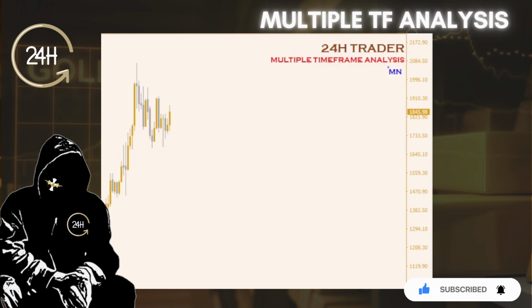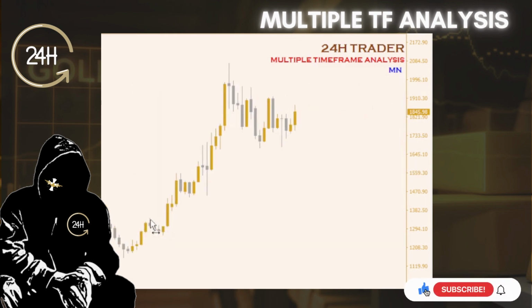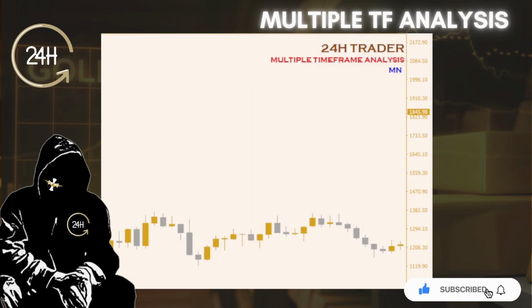One thing that you need to understand about multiple time frame analysis is that the candles or the charts look similar in each time frame. They look similar, but this is for beginners, so I will explain it slowly. We are right now on the monthly time frame. It means that one single candle is a 1 month period. One single candle is within 1 month.